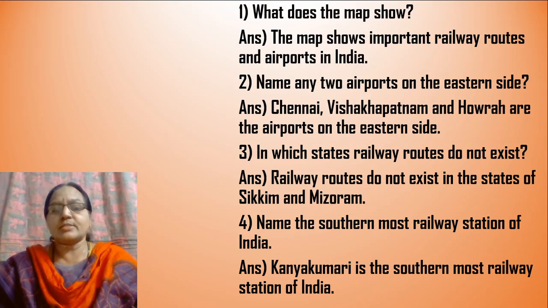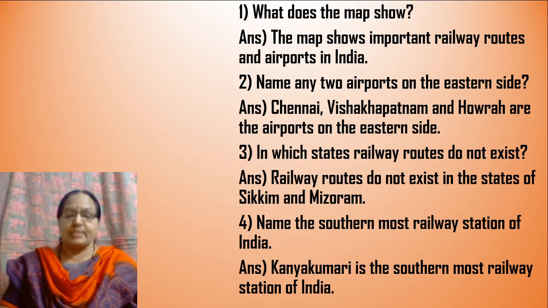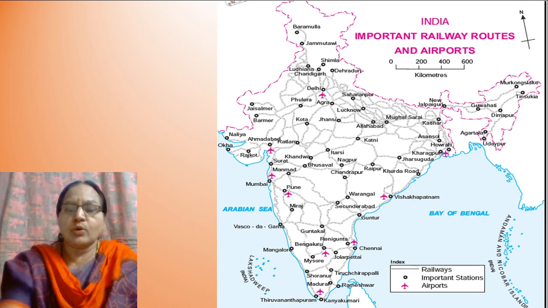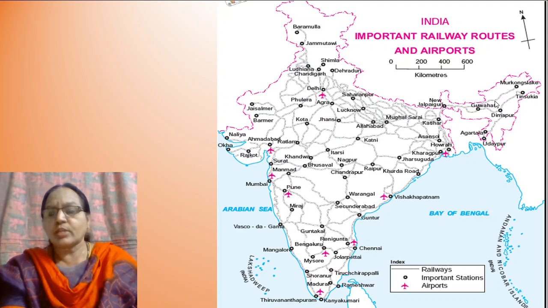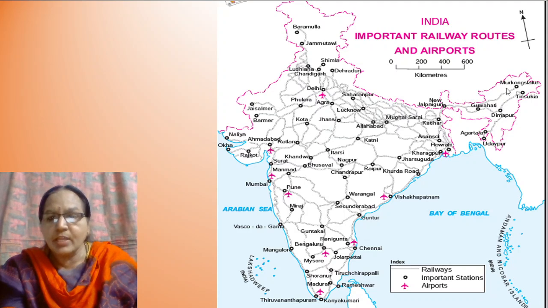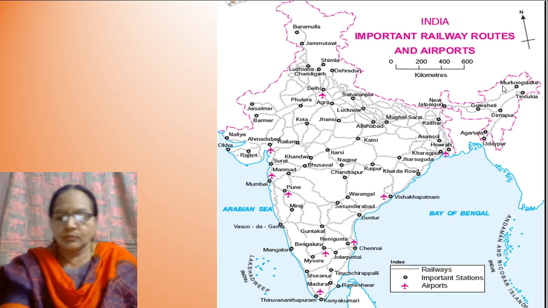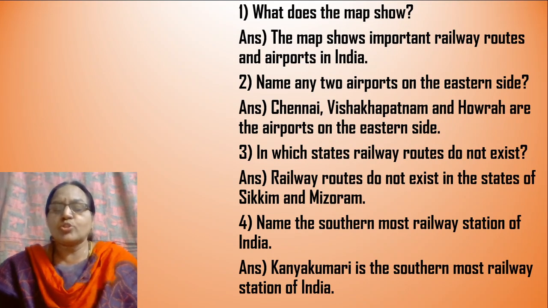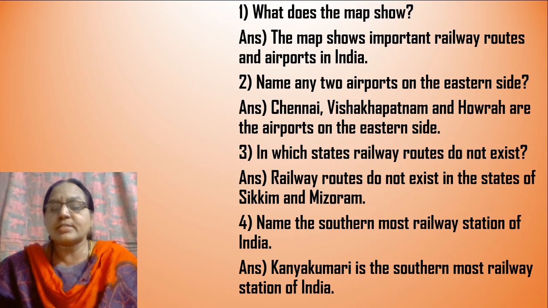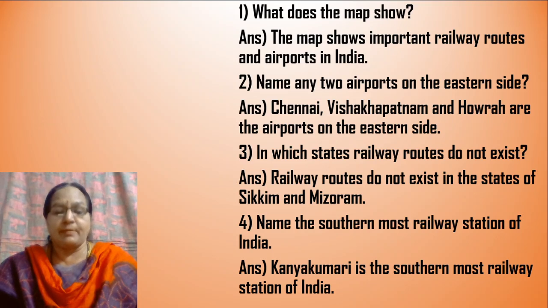In which states do railway routes not exist? Now, look at this. Sikkim. You cannot find any railway route here. So look at that. In which states do railway routes not exist? Railway routes do not exist in the states of Sikkim and Mizoram.